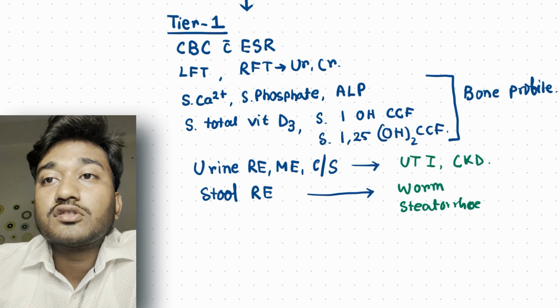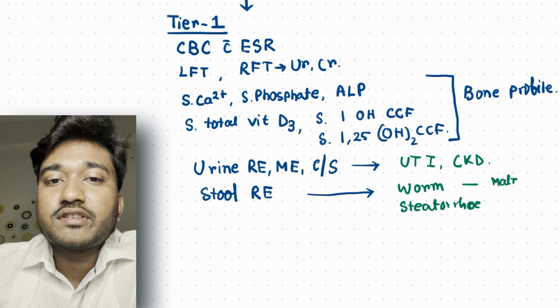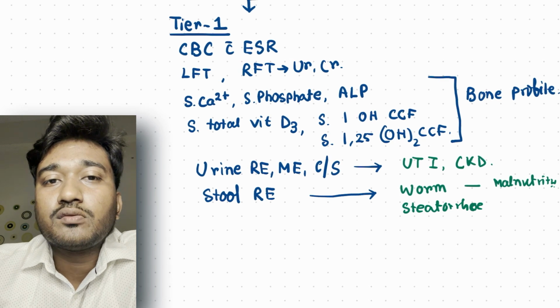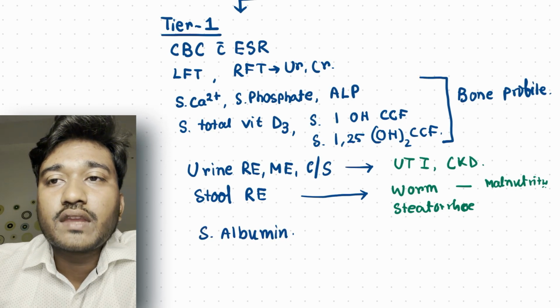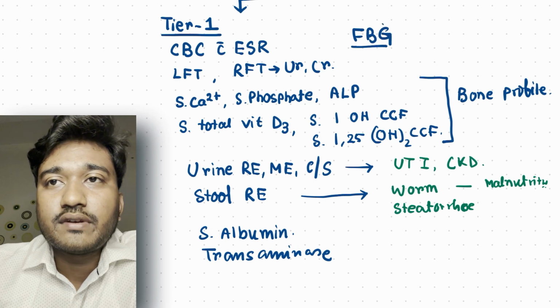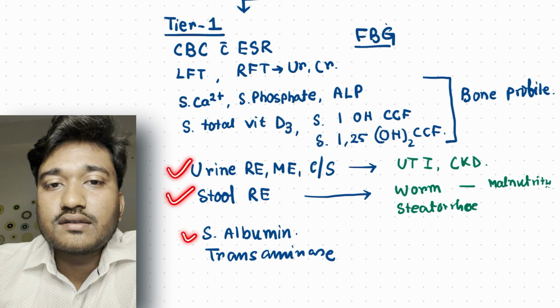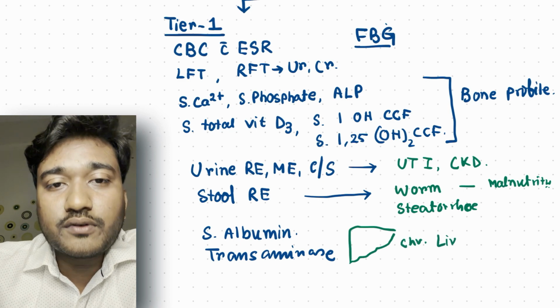You also have to order stool RE, and from stool RE, if there is worm infestation, the presentation will be chronic, and there will be protein energy malnutrition. In stool RE, you can find steatorrhea. From there, you can have an idea about celiac disease or the like. And also please order serum albumin and transaminase. From serum albumin and transaminase, you can have an idea about chronic liver conditions. And another very important thing is fasting blood glucose.